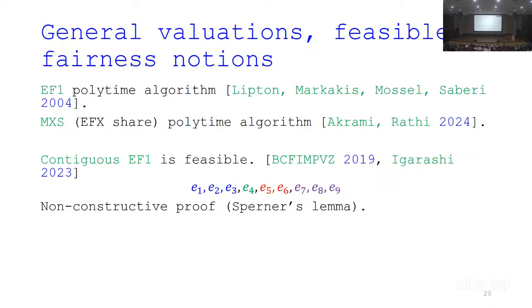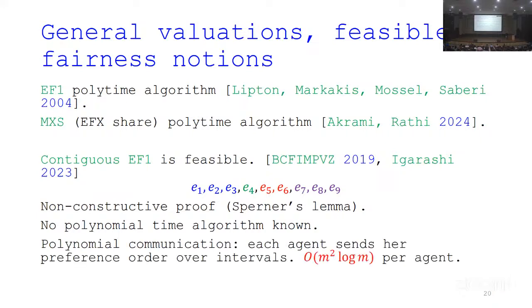And no polynomial time algorithm is known for this. So the question is, can we find these allocations with polynomial communication, despite the fact that the algorithm is exponential? But the answer, in a sense, is, if you think of it a minute, obviously yes. And the reason is just because there are only m squared possible intervals.